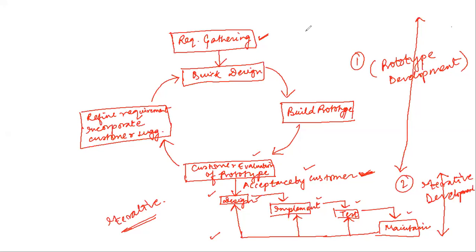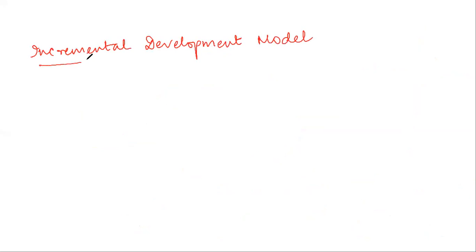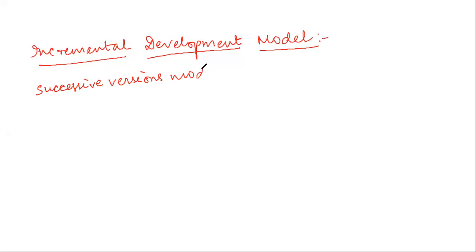Okay. So now we will study the next model, that is the incremental development model. This life cycle model is sometimes referred to as the successive versions model also. Why? We will be discussing that. So sometimes we say it as incremental development model, sometimes we say it as successive versions model. Both names are for this model only.